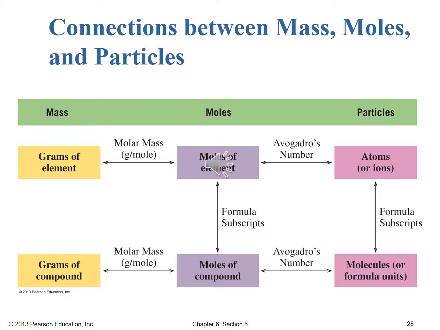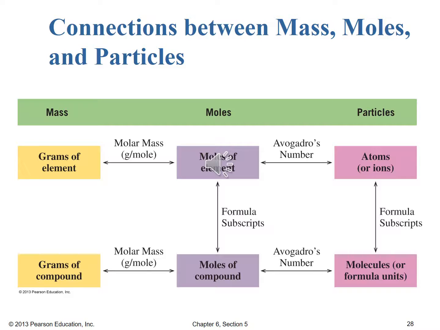I know many of us are graphical thinkers, and to have a graphic organizer like this may be useful. If you have the grams of an element, you can use the molar mass to convert to find the moles of that element, and then you can convert from moles to atoms using Avogadro's number, or ions if we're dealing with a charged species. From atoms, we can convert into molecules or formula units using those subscripts.